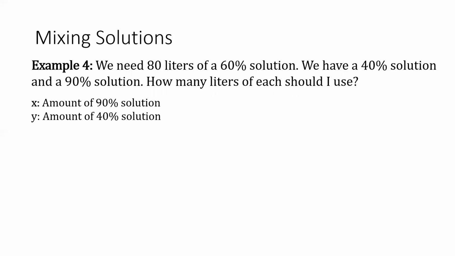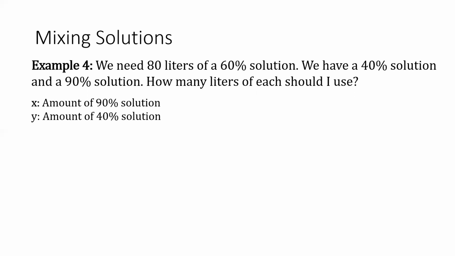So we need 80 liters of a 60% solution. We have a 40% solution and a 90% solution. How many liters of each should I use? So it seems like we might not have enough information, but we're going to establish our variables. Let's say X is the amount of our 90%, Y is the amount of our 40%, because we want to find the different amounts of solutions.